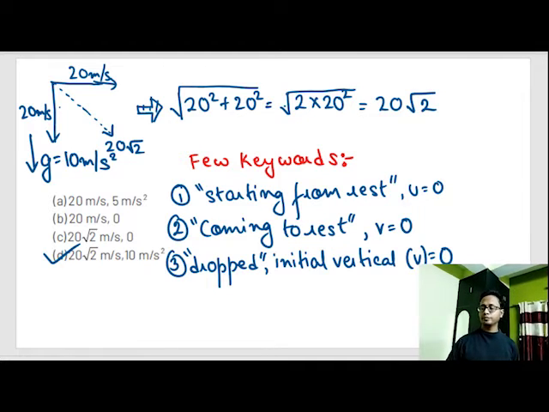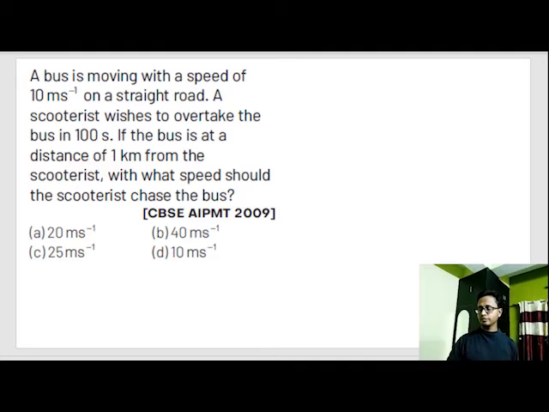Now, a bus is moving with a speed of 10 meter per second on a straight road. A scooterist wishes to overtake the bus in 100 seconds. If the bus is at a distance of 1 kilometer from the scooterist, at what speed should the scooterist chase the bus? This is a very simple question.